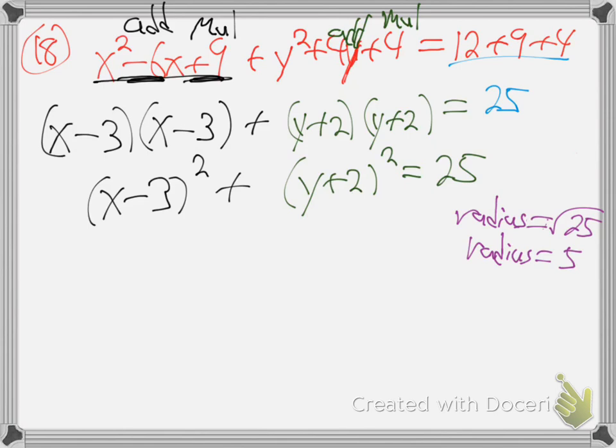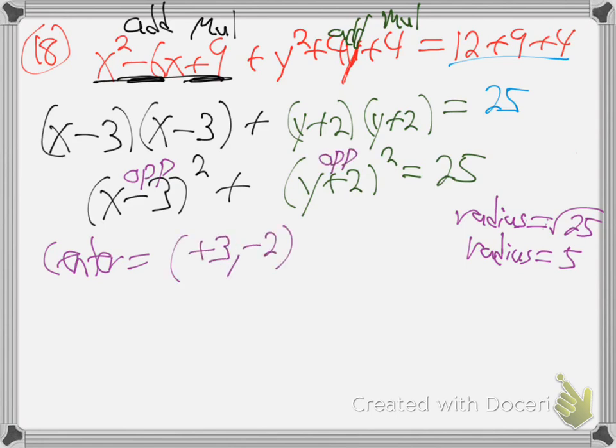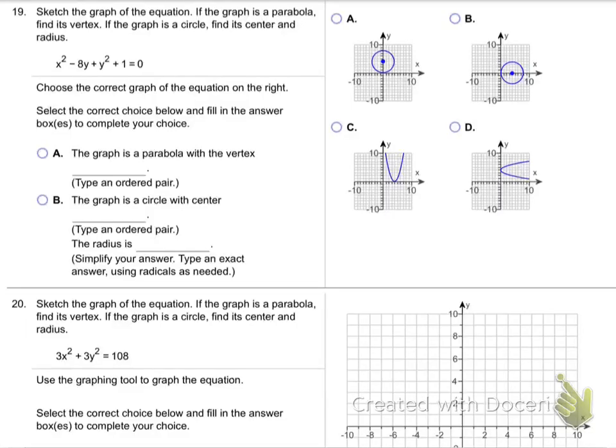Okay, and then the center, remember, is opposite, opposite, plus 3 minus 2. So there we go, and I know you can graph it from there. So that was completing the square for both x and for y. Okay, so here's number 19.